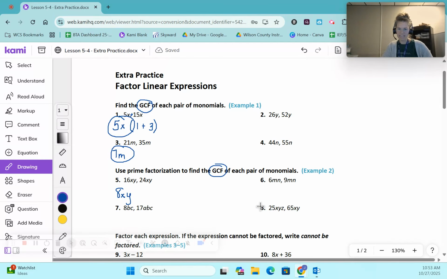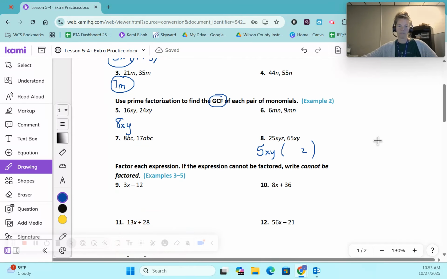Now take a look down here at number 8, 25 and 65. 25 does not go into 65 evenly, and 5 is another factor of 25 that goes into both of them. So 5. And then this has x, y, and z, but this one only has x and y. So only x and y become your greatest common factor. The z would remain inside the parentheses there, with the other leftover terms or numbers.